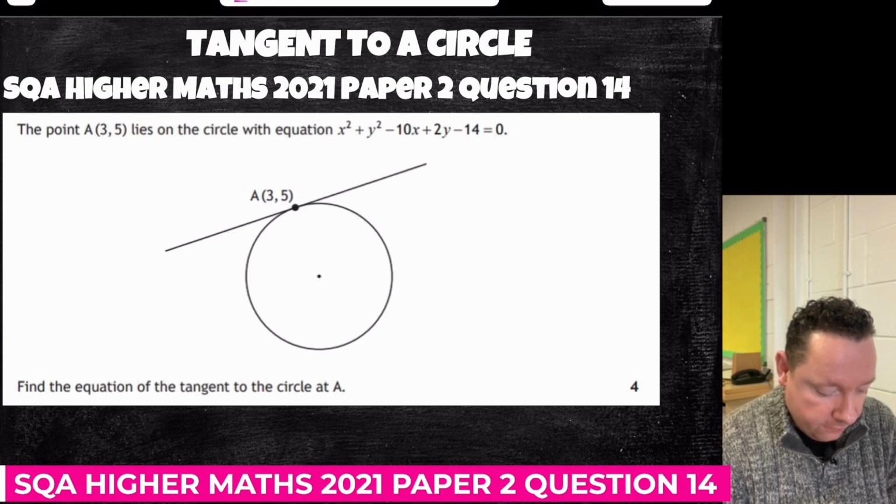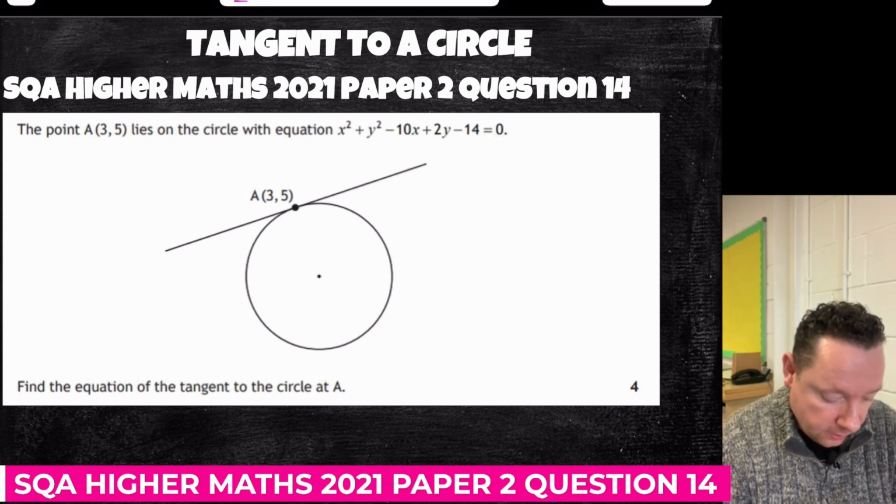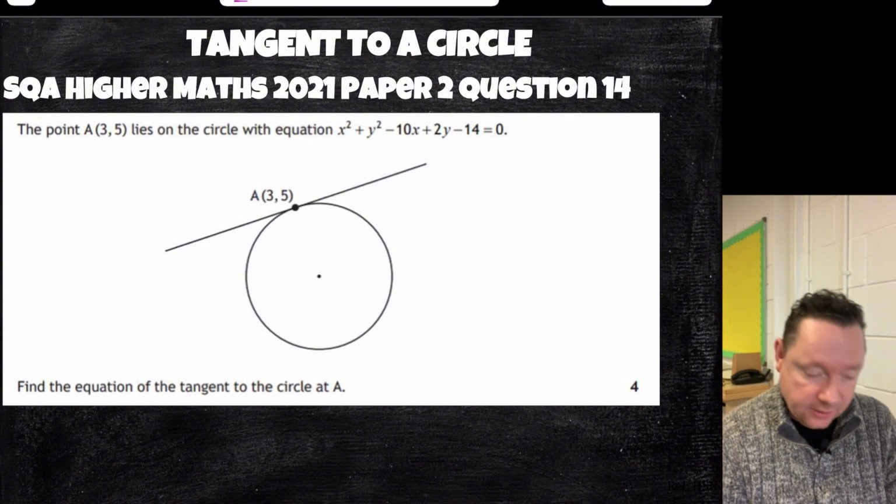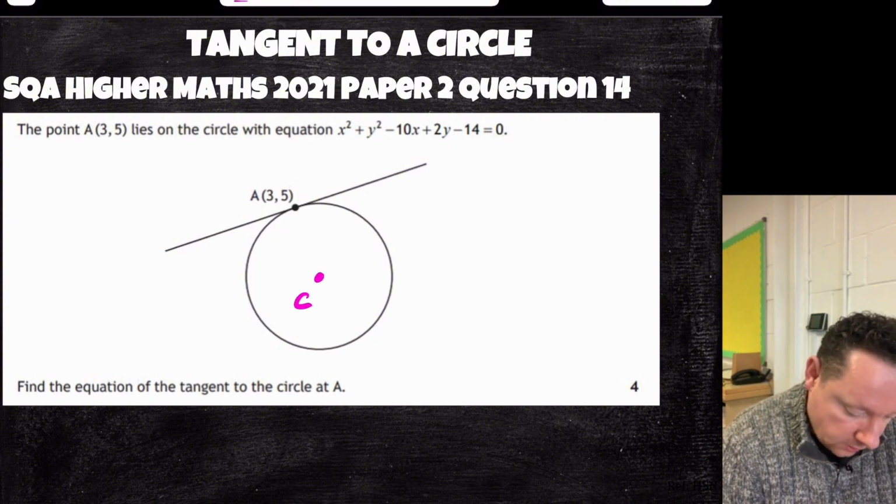SQA Higher Maths 2021 Paper 2 Question 14. The point A(3, 5) lies on the circle with this equation. Find the equation of the tangent at A. So let's find the centre first of all. There's our centre there, let's call it C.